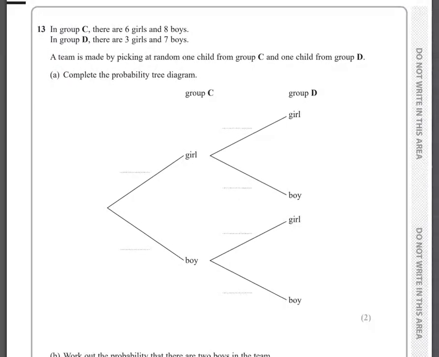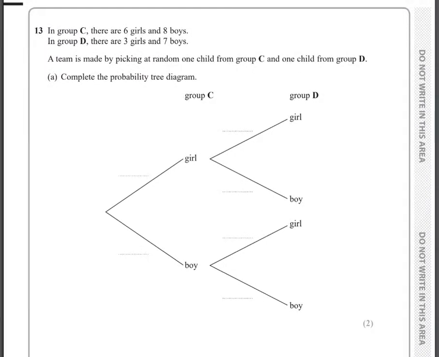Okay, onto a tree diagram. Group C, six girls, 8 boys. So the fraction, 6 out of 14, and 8 out of 14. And then group D, it's 3 and 7, so that's out of 10. So 3 out of 10, 7 out of 10, and then 3 out of 10, 7 out of 10.